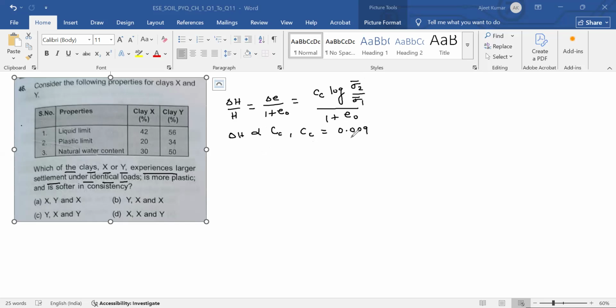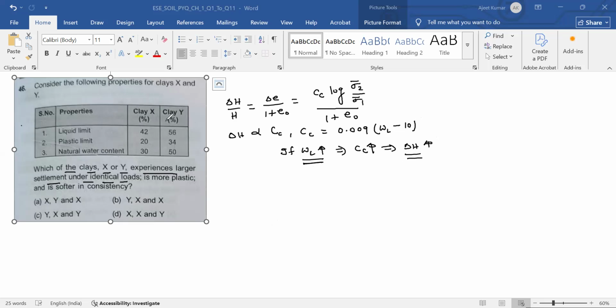And you know that coefficient of compression Cc is 0.009 into (WL minus 10), WL being the liquid limit. So for higher WL, if WL is high, this implies that Cc will be high, the coefficient of compression will be high, and this implies that delta H will be more.